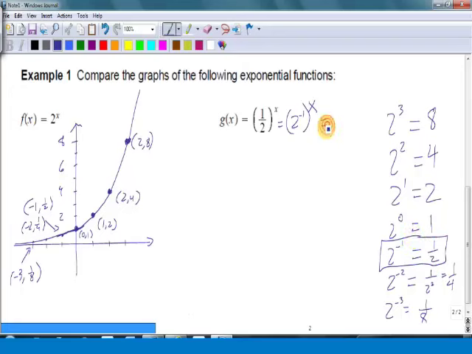Power rule for exponents. If we have a number that's raised to a power and that's in parentheses and that's raised to a power, what do we do with the powers? Multiply. Negative 1 times x. So this is 2 to the negative x. Now, back to section 2.7. All those transformations, shifting up, down, right, and left, stretching, shrinking, reflecting. If we have an equation of a function, and we substitute negative x for x, everywhere we see an x, what does that do to the graph?